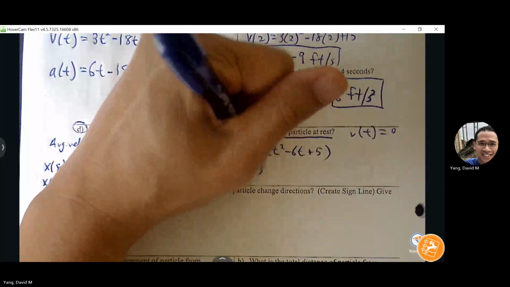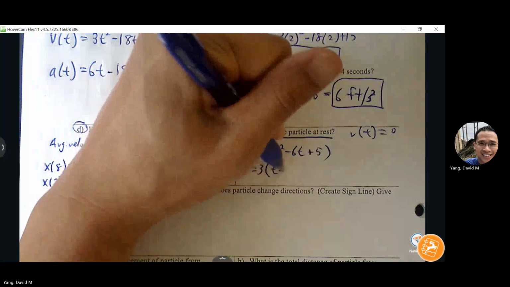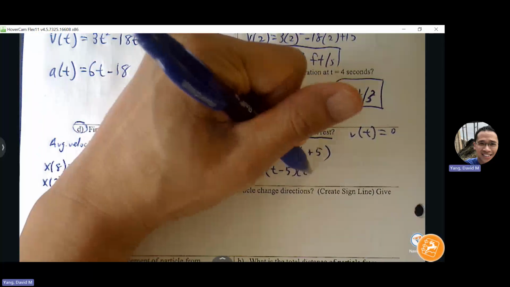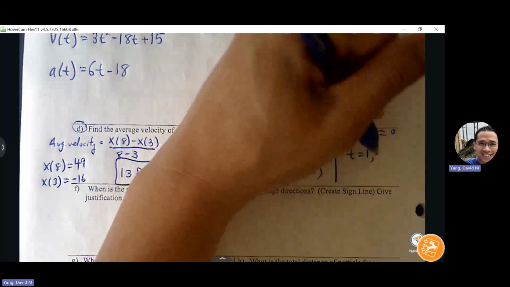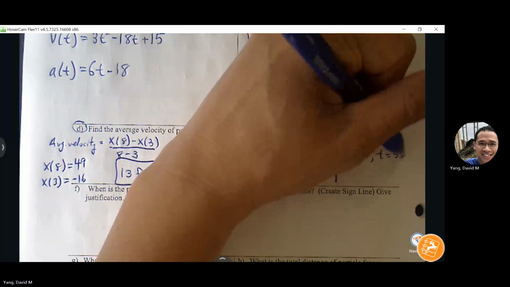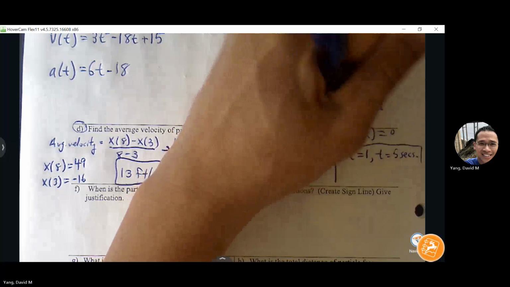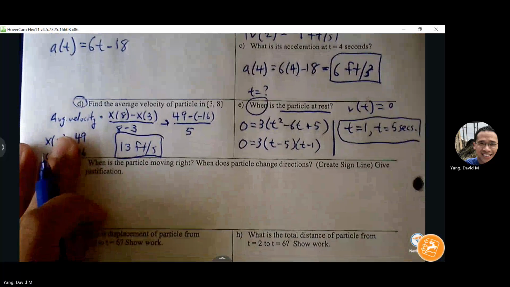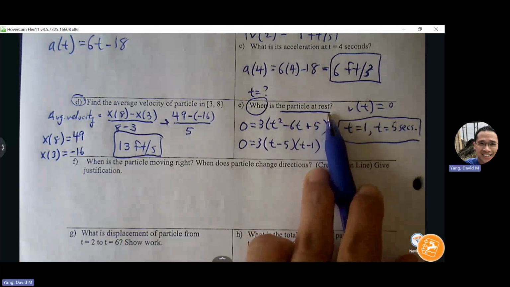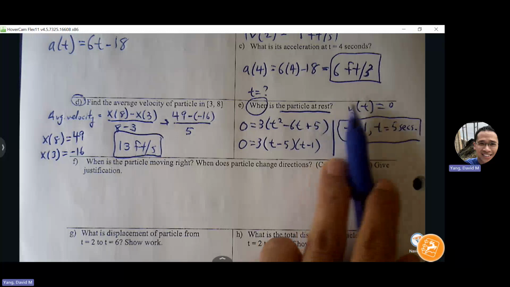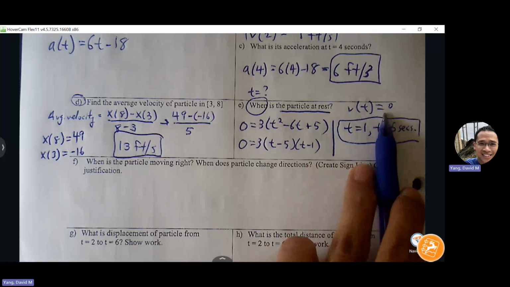Multiplies to be 5, adds to be -6. So the particle is at rest at t equals 1 and t equals 5 seconds. That's what you said, velocity? Yes, we use velocity because we're trying to figure out when the particle is at rest. Another way of saying rest is not moving, and not moving means velocity 0.